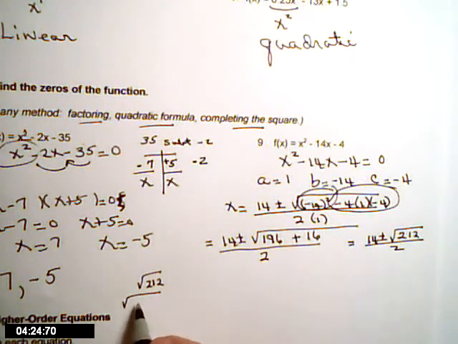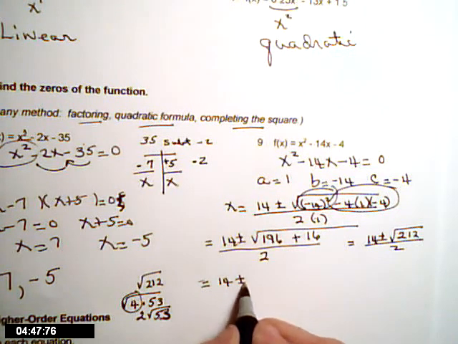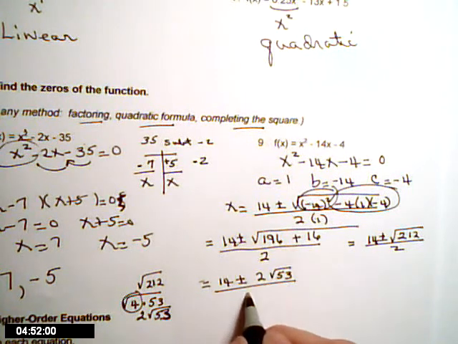I'm going to actually go to my calculator, and I know 4 is a perfect square, so when I divide 4 into 212, I get 53 even. That's what I wanted, a number that comes out even. Now the square root of 4 would be 2, so that would be 2 square root of 53, and that's going to substitute for the 212. So I have 14 plus or minus 2 square root of 53 all over 2.